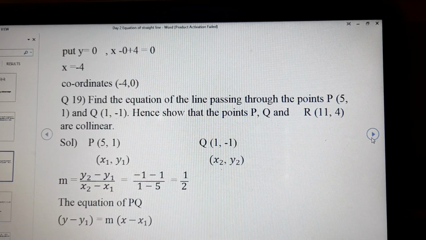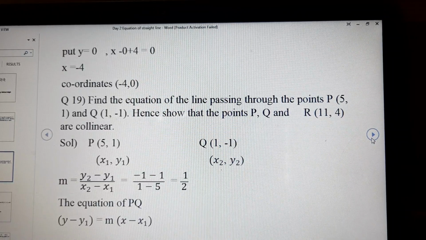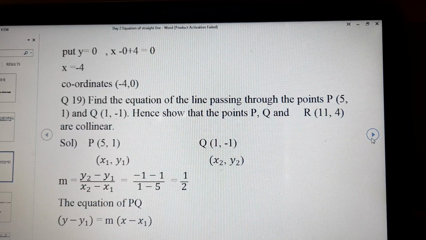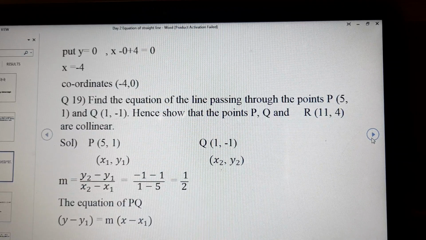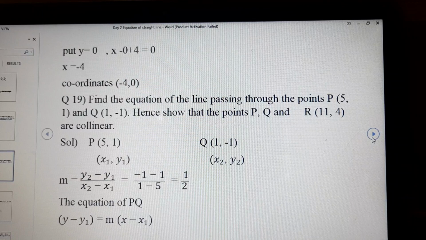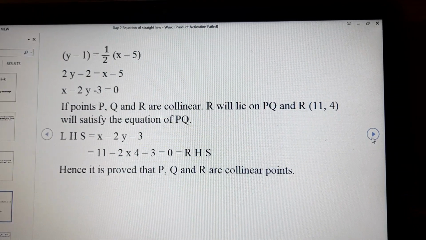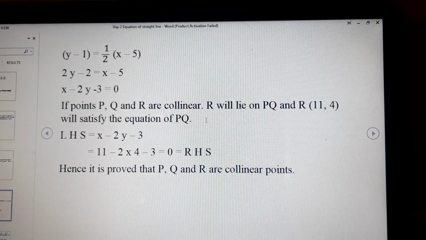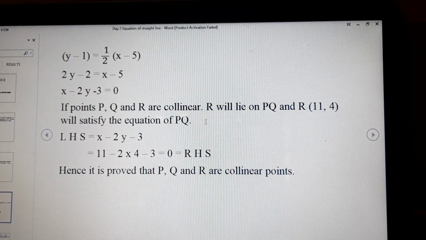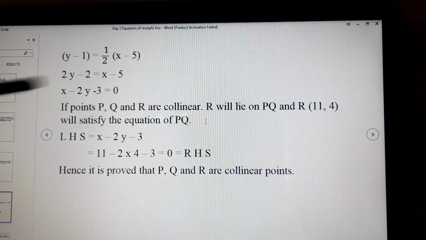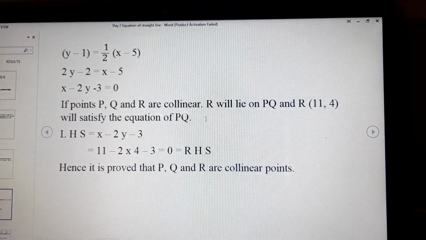So the equation of PQ: its slope is 1 upon 2 and it passes through the point (5, 1). We'll use the formula y minus y1 is equal to m times (x minus x1). We'll put in the values (5, 1), so 5 becomes x1 and 1 becomes y1, and the slope is 1 upon 2.